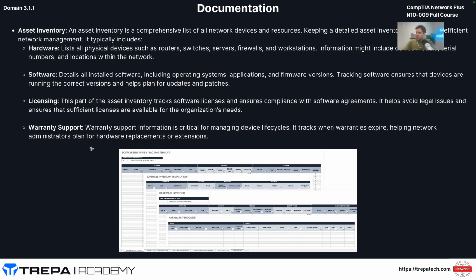All right. So more documentation and asset inventory. An asset inventory is a comprehensive list of network devices and resources. So let me get my face up here. This is almost like the management side with our asset inventory.